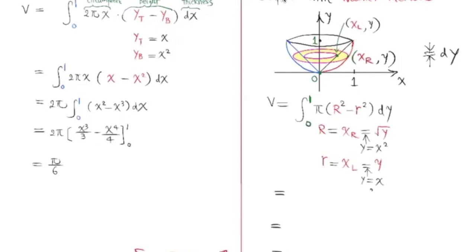The outer radius corresponds to the x coordinate of this point on this curve. This point is on the curve y equal to x squared. Solving for x, x is the positive square root of y. Now this point over here is on this straight line y equal to x, so the x coordinate will be equal to y. So this inner radius for this washer will be equal to y.